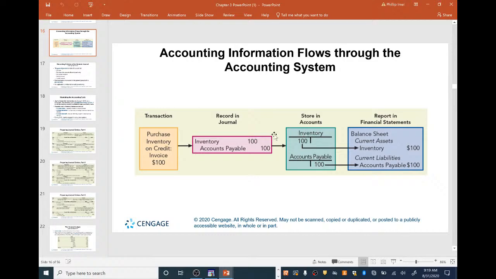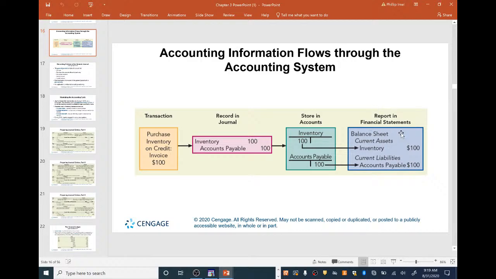So it makes sense. If we debited inventory for $100, it's going to be stored in the account on the debit side in the relevant inventory T account. That's why it's on the left-hand side, on the debit side. Same thing. In the journal, we recorded accounts payable as a credit of $100. So it's going to be stored under the accounts payable T account on the credit side of $100. Okay? So now, how's that going to be reflected in the financials, okay?